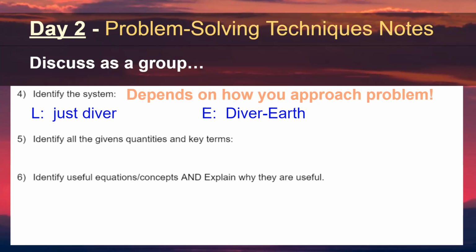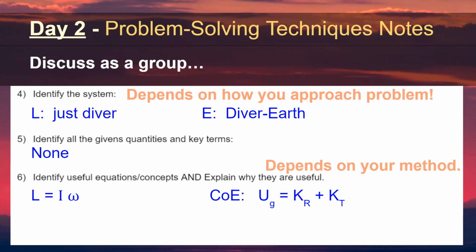Okay, all given quantities, there is nothing here in this particular question. There are no numbers. And then useful equations, again, depends on your method. We talked about different methods, so you would have a lot of different equations that are potentially useful. You could use the angular momentum equation or conservation of energy. Those would both be potentially useful equations to use. I didn't put kinematic stuff up here, but obviously you could go that route as well, since we checked those boxes too. But again, you can fill out the rest of that sheet on your problem-solving techniques notes.